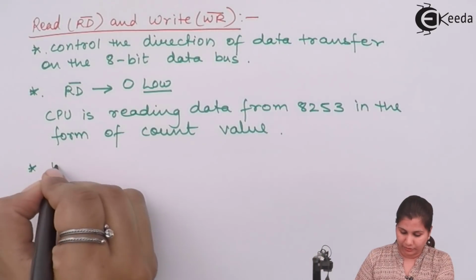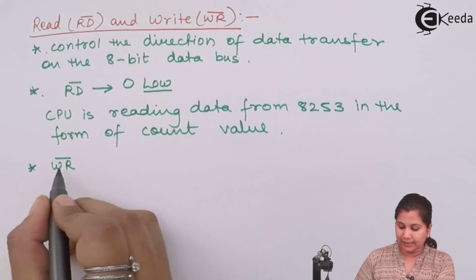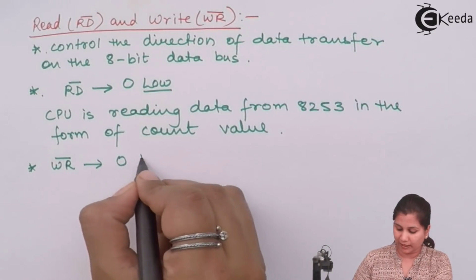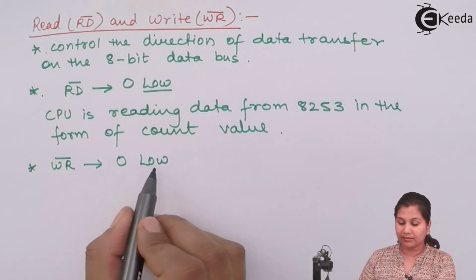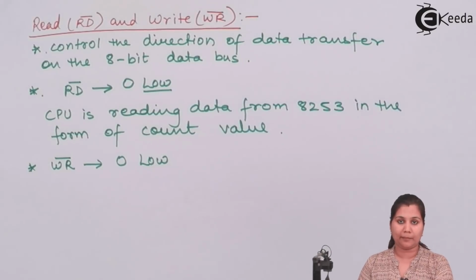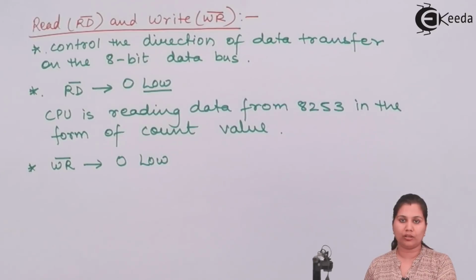Now comes the write signal. This signal is also an active low signal, so it is active when its value is 0. When this signal is low, it means that the data which is available on the data bus will be written into the 3 counters or into the control register.